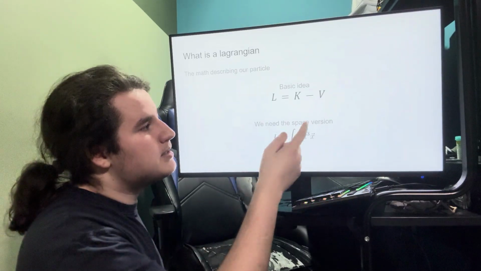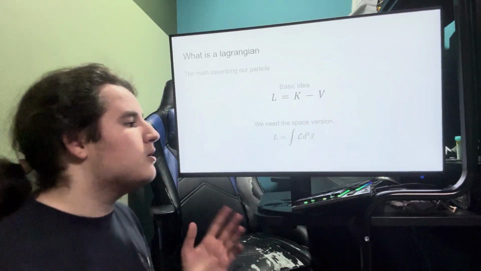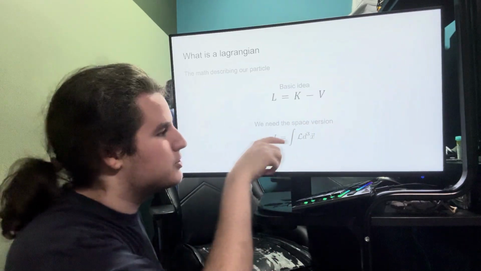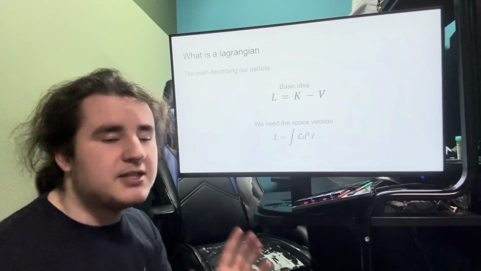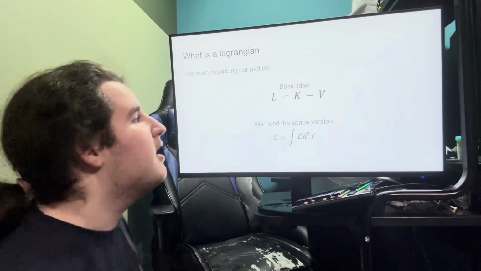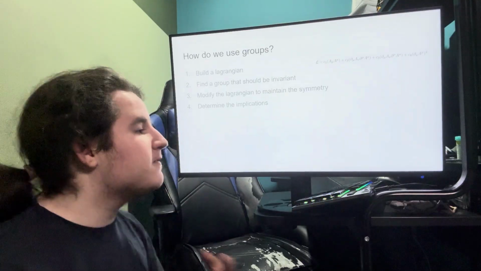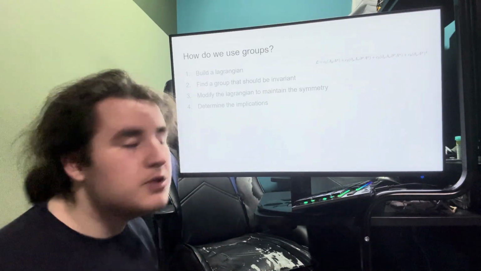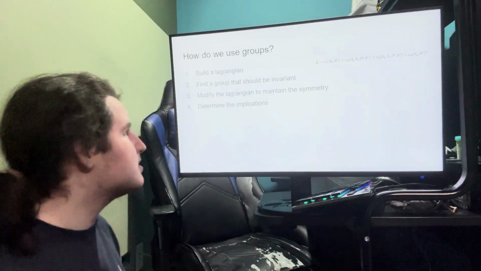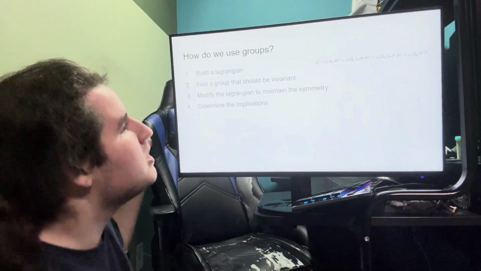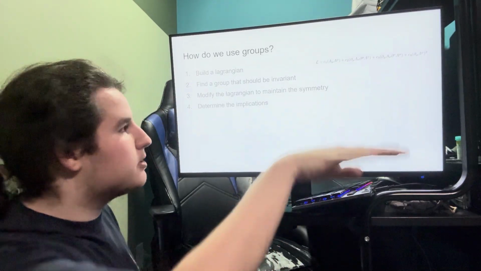Now, our basic idea doesn't just apply the basic energies of the system. We also need to have the space version in it. So our Lagrangian is basically just the spatially dependent version of the basic Lagrangian. So, how do we actually apply the group and find the interesting parts of our Lagrangian? Well, I've got a four-step process. First, we build a Lagrangian with our bunch of numbers and stuff. Don't worry about that for now.